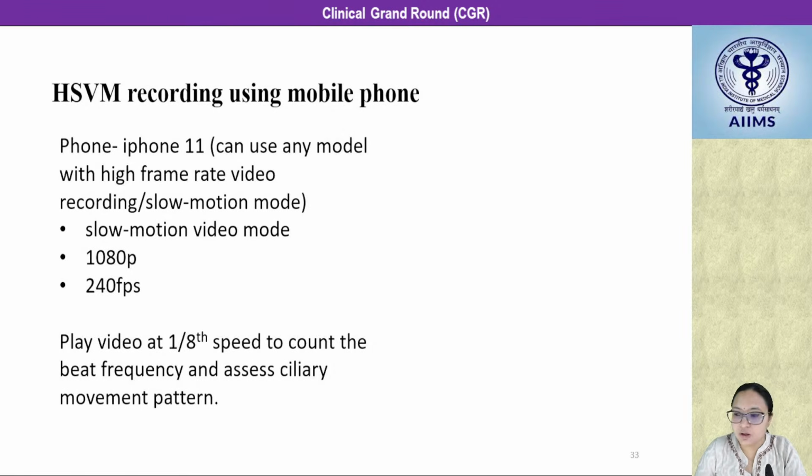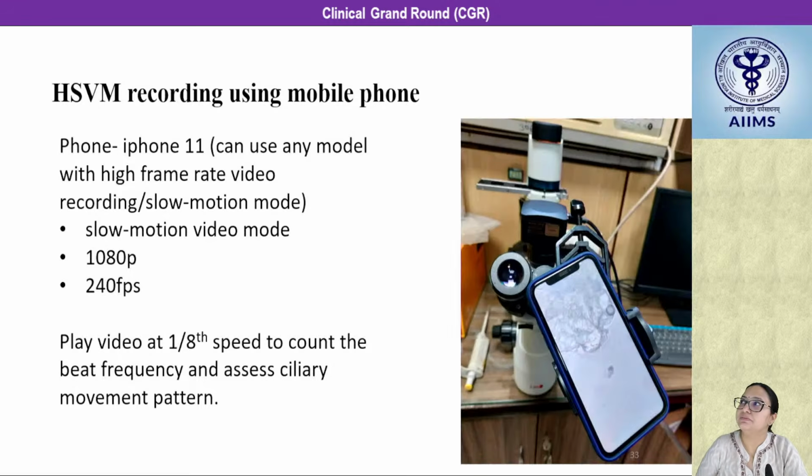settings of the device, or when we do it in the software, we slow it down to 1/8 when we're trying to analyze. This is done at 1080 pixels and at 240 frames per second. The video is then played at 1/8 the speed to count the beat frequency and assess the ciliary movement pattern. So here we can see using this stand, we can fix the mobile device onto the microscope and we can record the video directly in the device.